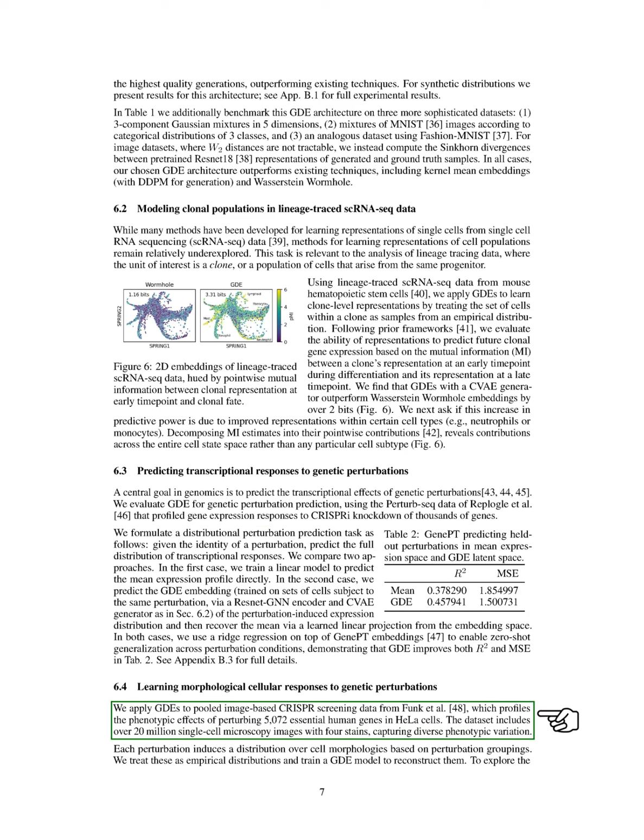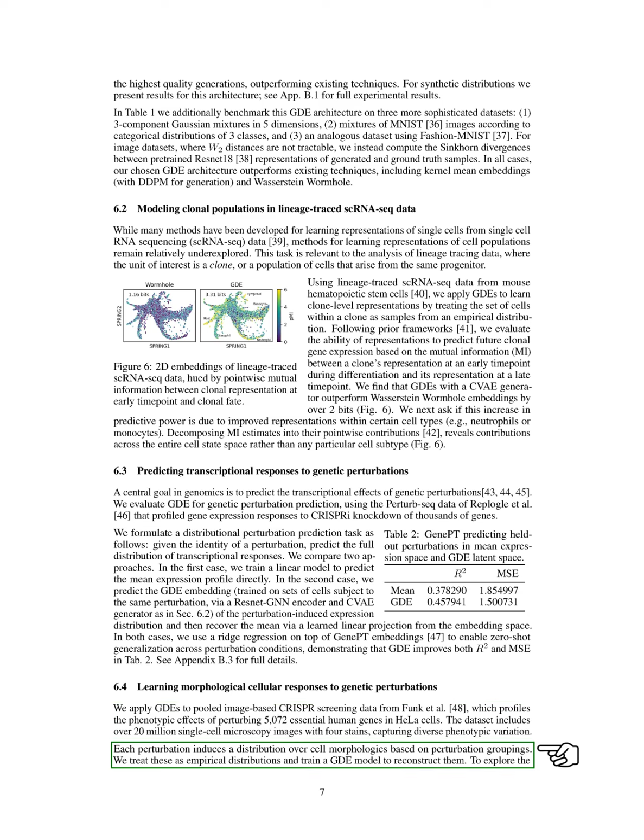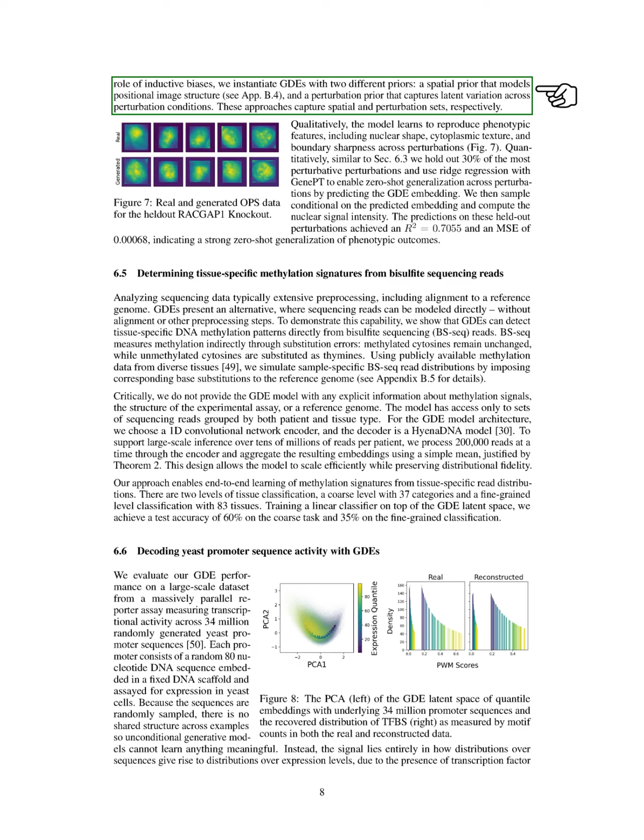Next, we apply GDEs to analyze pooled image-based CRISPR screening data, which examines the effects of altering 5072 essential human genes in HeLa cells. This dataset contains over 20 million single-cell images, revealing a wide range of phenotypic variations. Each genetic change leads to a variety of cell shapes, which we treat as empirical distributions and use to train a GDE model. We explore different inductive biases by using two types of priors, one that models the spatial structure of images and another that captures variations across genetic changes.